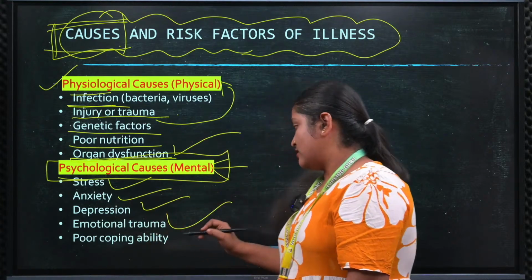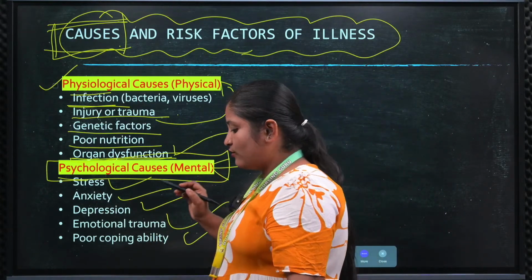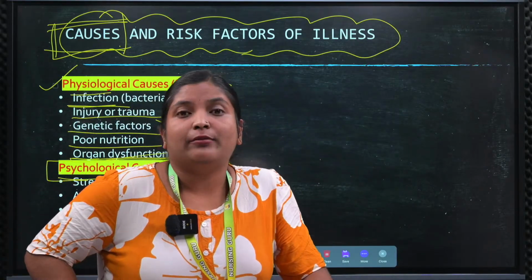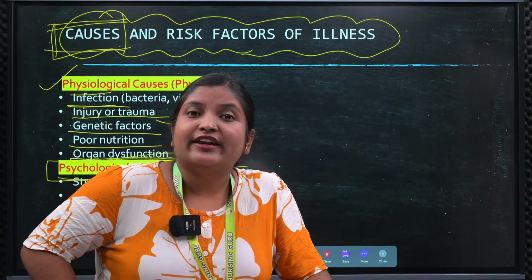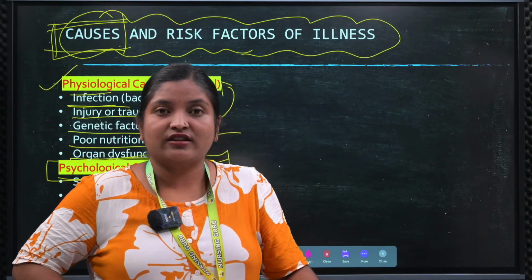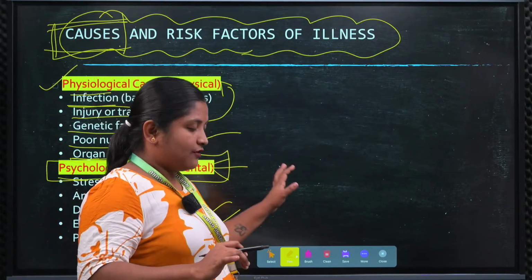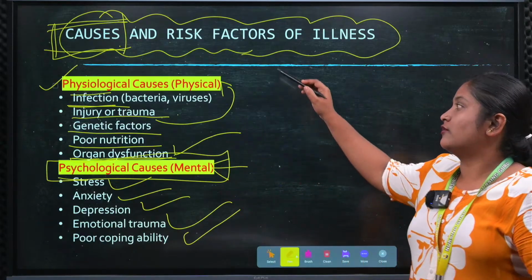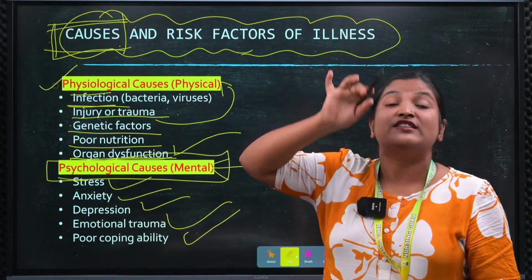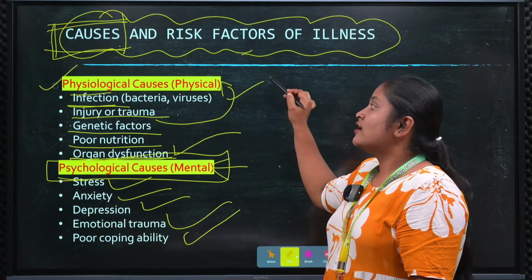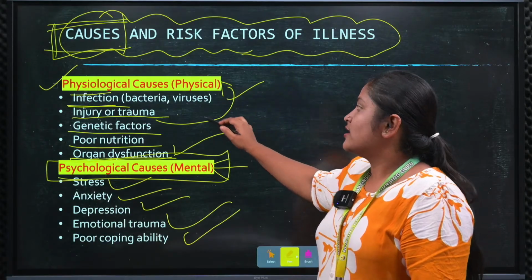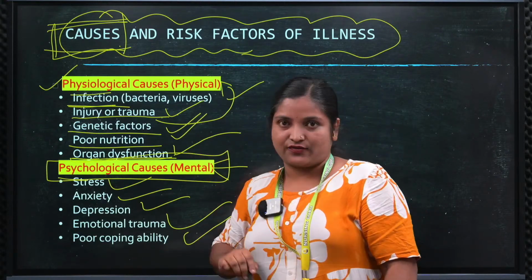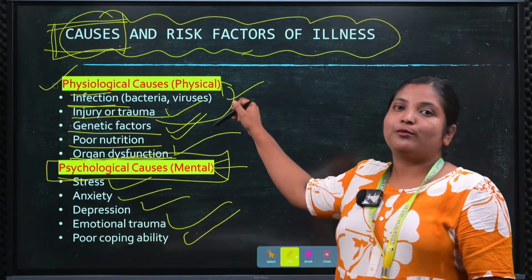which lead to illness. Then poor coping ability: if you can't cope with the work or any environment, that will make you prone to mental disorders or disease conditions. So once again, I will repeat: physiological causes affect your physical health. That includes infection by bacteria or virus, injury or trauma, genetic factors, poor nutrition, and organ dysfunction. These affect your physical health.